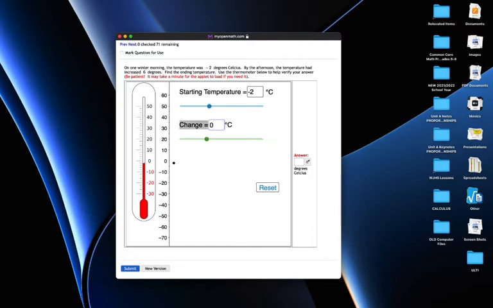And once again, there was a change of an increase of 6 degrees, so that's a change of +6 degrees. And we can see right here that the ending temperature is found right there, which is +4 degrees. So we input 4 degrees right here.